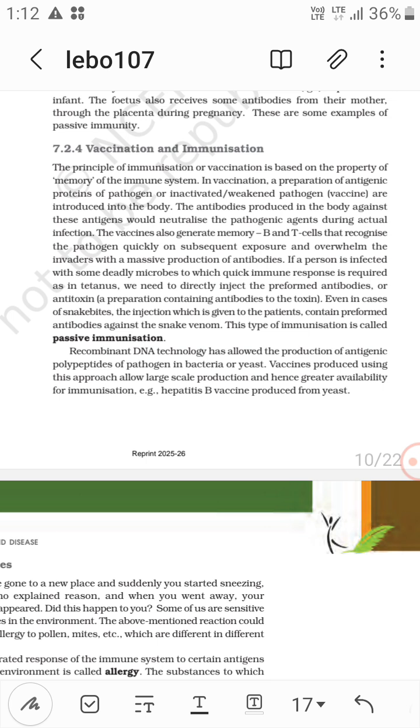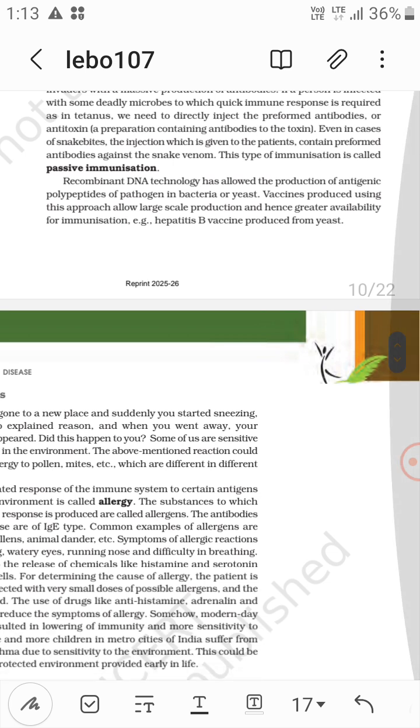So we have studied two examples: tetanus, where we directly inject the preformed antibodies or antitoxin, a preparation containing antibodies to the toxin, and snake bite, where we also give preformed antibodies against the snake venom. So these are passive immunization.